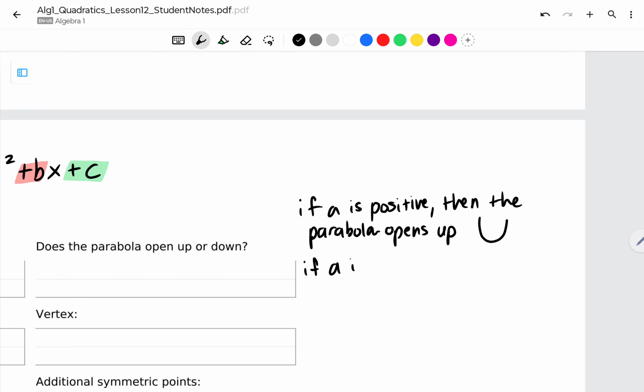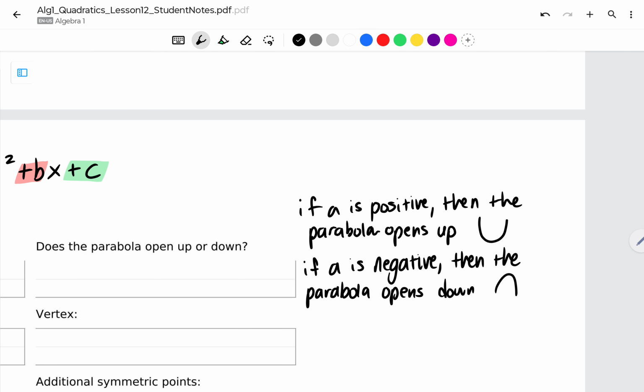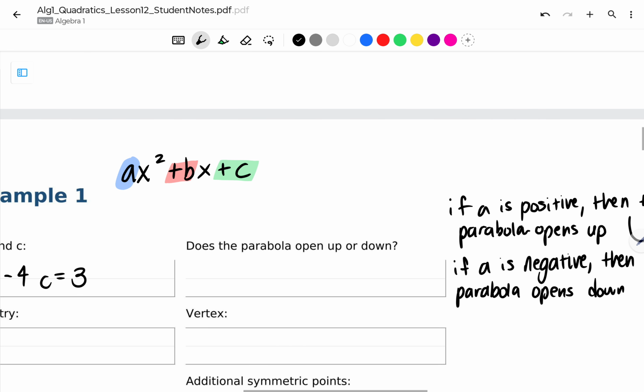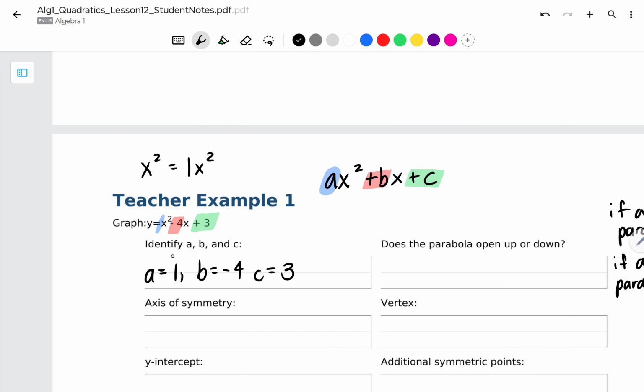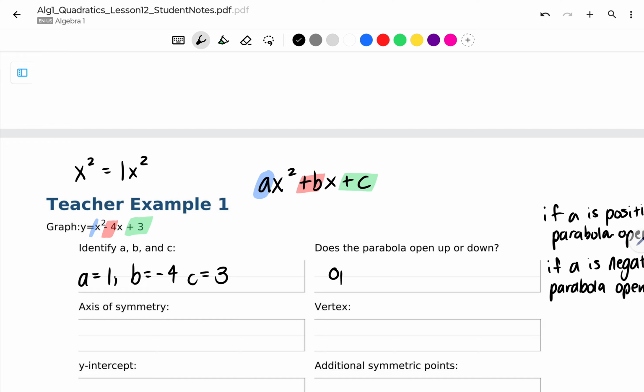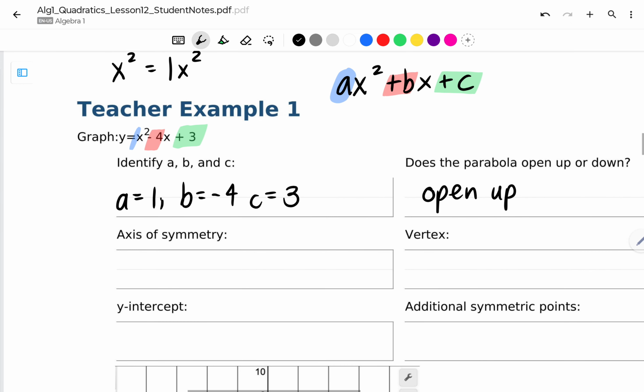If a is negative, then the parabola opens down. It's a sad face. Negative, sad face. So here, a is just positive 1, so it's going to open up. Okay. Axis of symmetry.